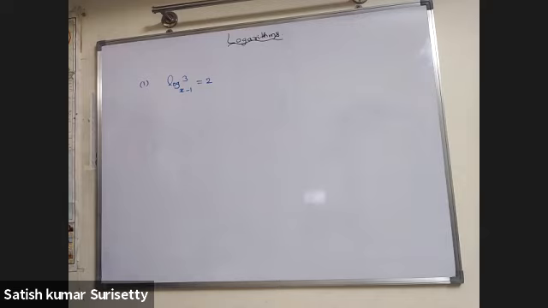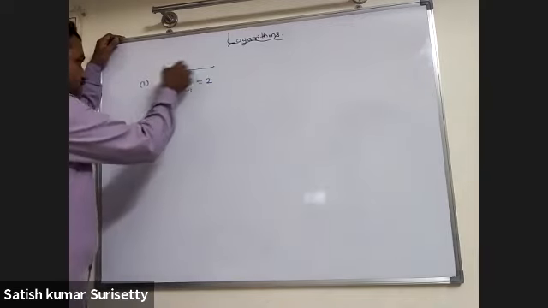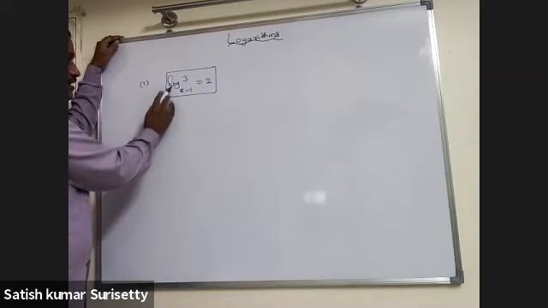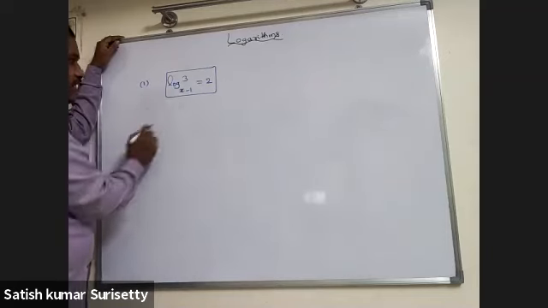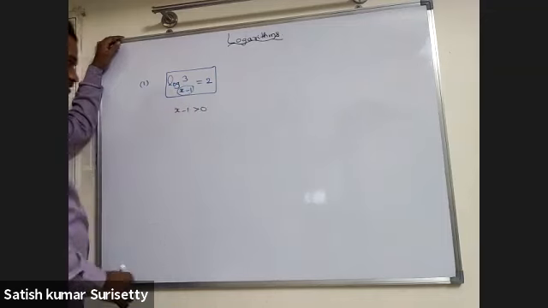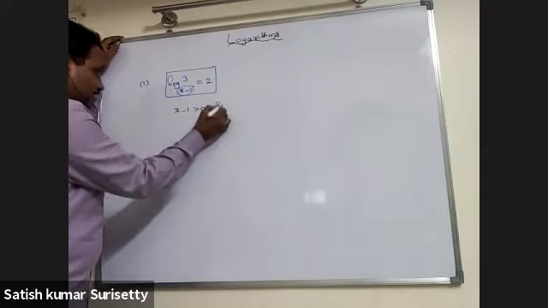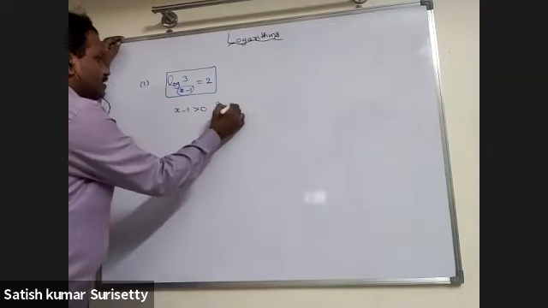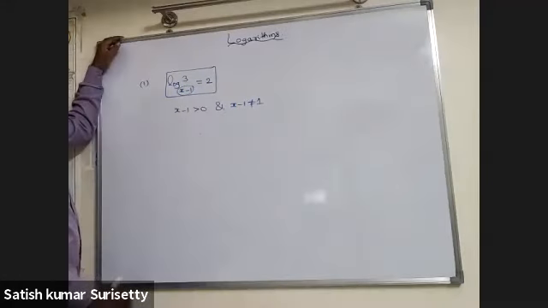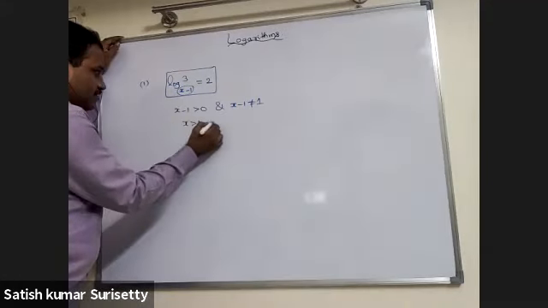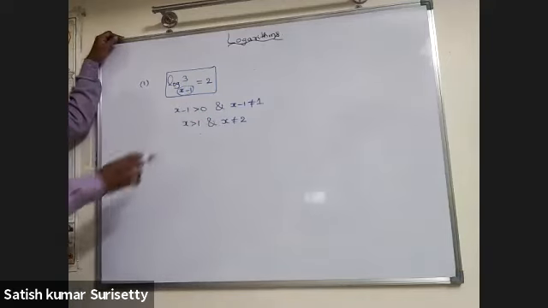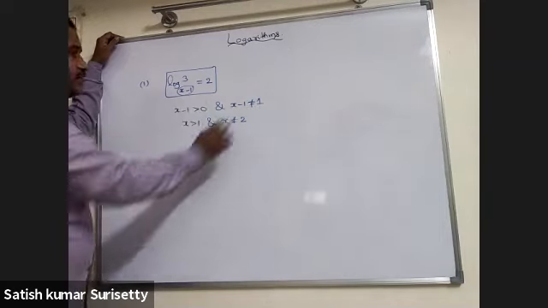Now, whenever you are solving logarithmic equations, you always need to write the conditions. Here the condition must be what? Log is defined. The base x minus 1 must be greater than 0. Along with base greater than 0, one more condition is there: x minus 1 must not be equal to 1. That means x is greater than 1 and x not equal to 2, because base must be greater than 0 and base is not equal to 1.